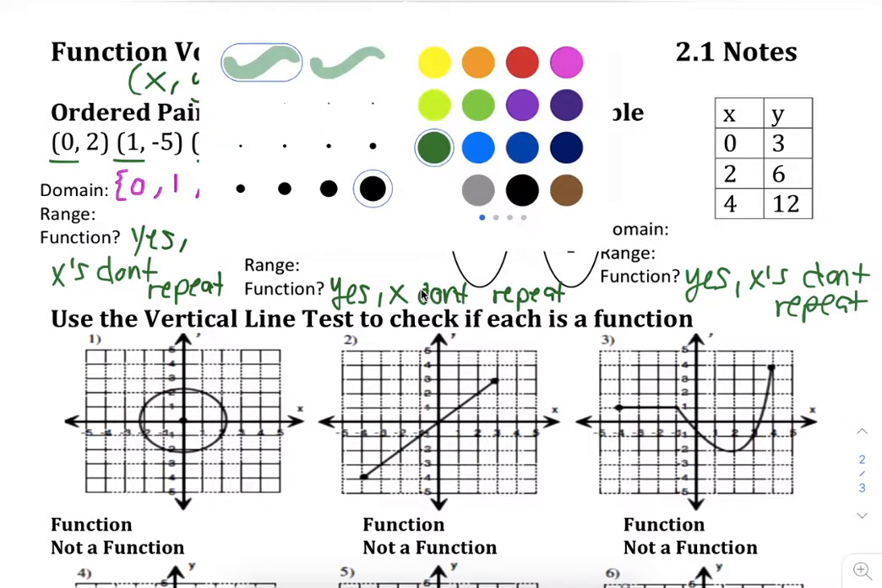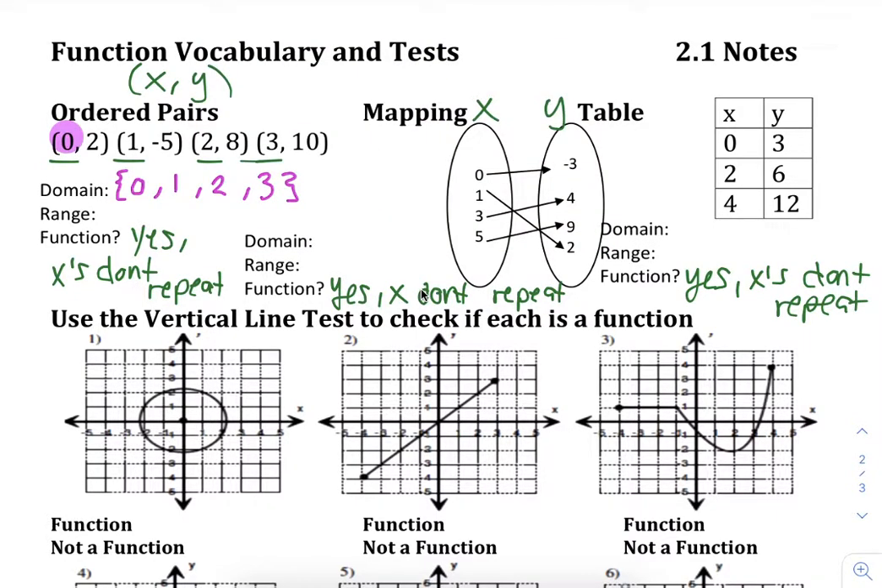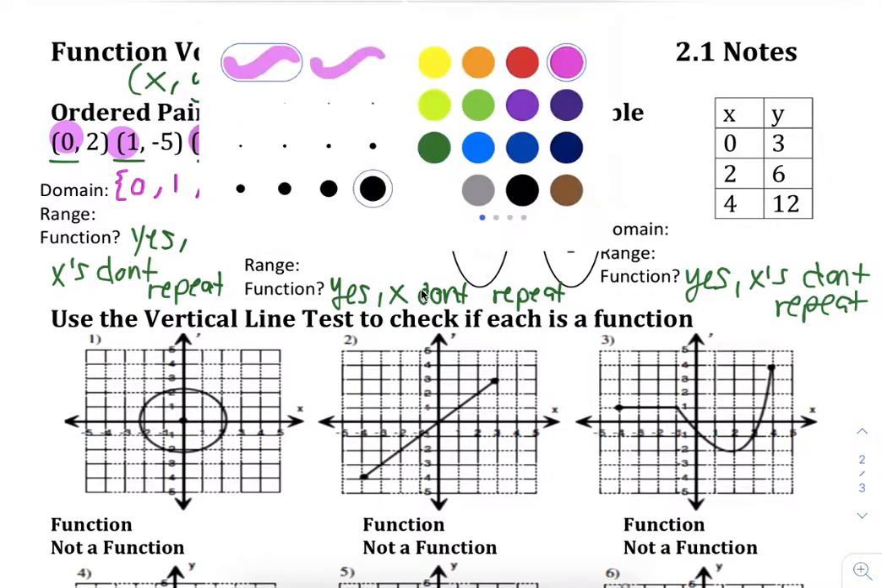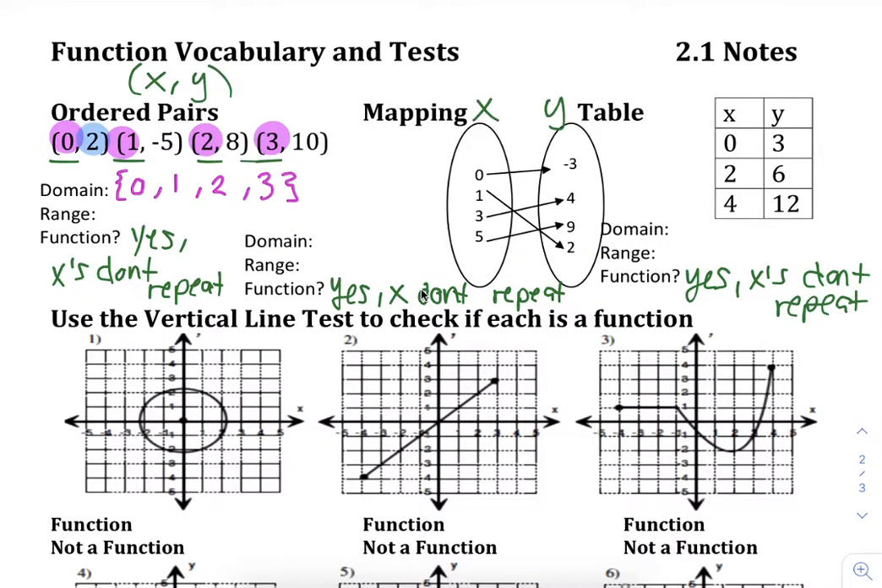All of these are my x's. Let me make them pink so you can see them. These are all my x's. Okay? So that means that the other numbers, let's make them blue, all those other numbers, those are going to be my y's. That's my range. So I'm going to put them in order least to greatest. Make sure we're paying attention to least to greatest. The lowest one I see is the negative. So we're going to start with a -5. The next one is a 2, and then an 8, and then a 10. It does need to be in order least to greatest.